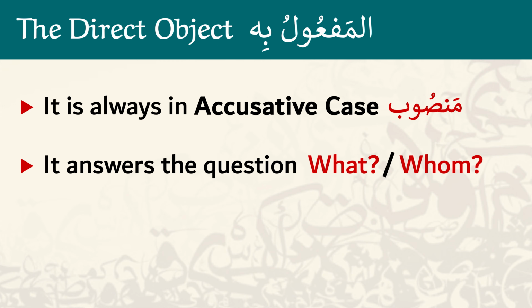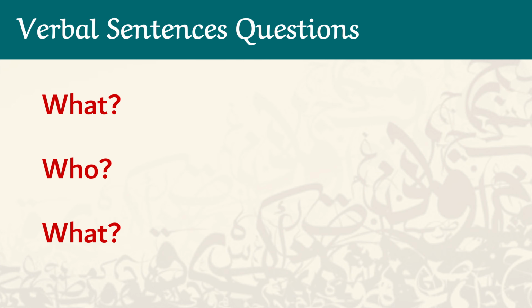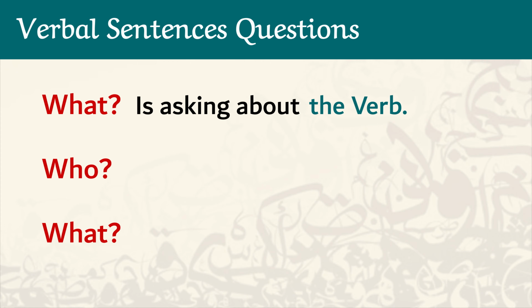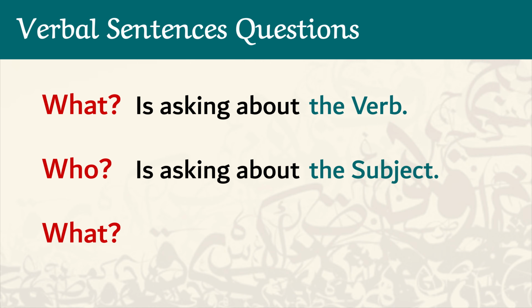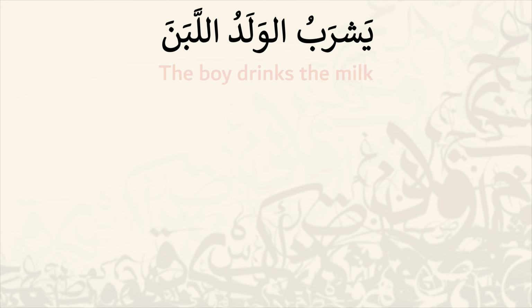So we have three questions to identify the three components of a verbal sentence: what, who, and what again. The first what question is asking about the verb. Who is asking about the subject. And the second what question is asking about the direct object. Let's see an example. يشرب الولد اللبن. The boy drinks the milk, or the boy is drinking the milk.